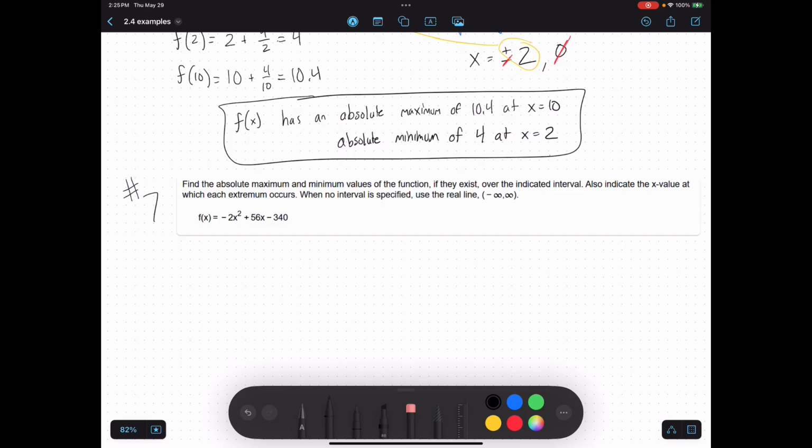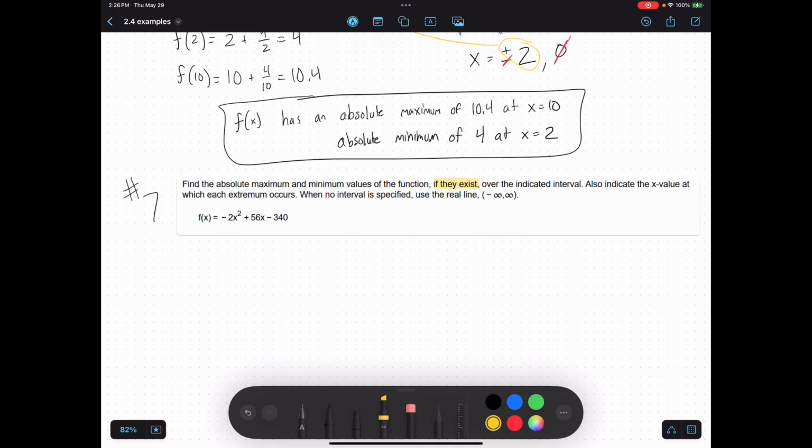Next, let's look at number 7 from your homework. And number 7 is really asking the same exact thing. Find the absolute maximum and minimum values of this function. But you'll notice some extra stuff within this problem. First of all, it says this, if they exist.